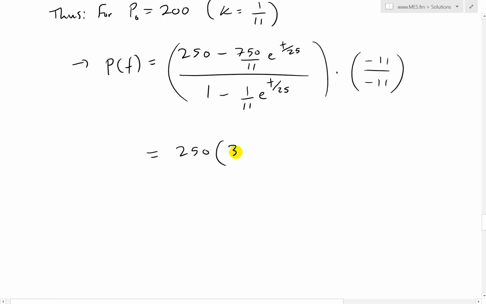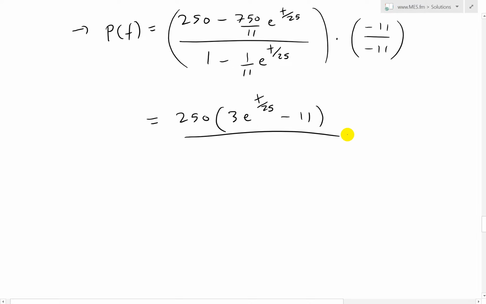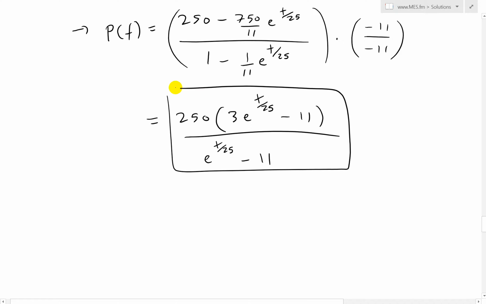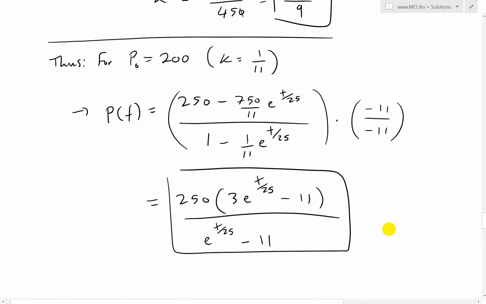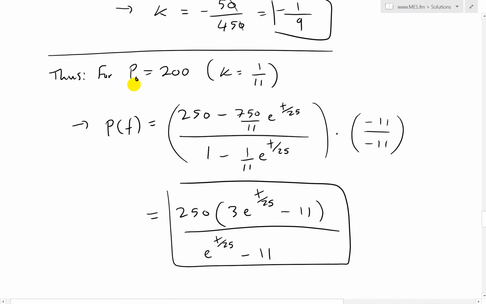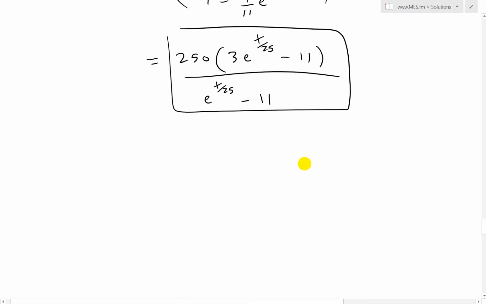So what we get is this 3, because we took that 250 out. 3e^(t/25), and now that's gone, so now we put this negative 11. So negative 11, we multiply that inside. And then the bottom becomes, well, negative 11 goes in here, this becomes positive e^(t/25), so put that to the left side, t over 25. And then this 1 times negative 11 is just negative 11. So this is our solution for the initial population of 200.